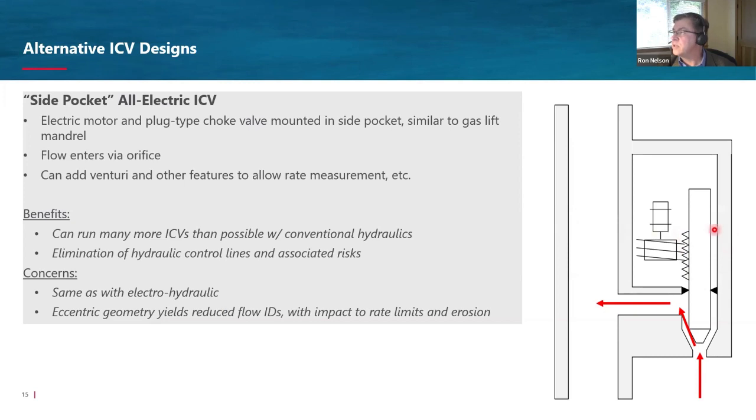Another thing about this is that this is an eccentric design. So for a given running OD, and we're always pressed for diameter, you're limited to a much smaller tubing through the middle, and that tubing reduces your ID and means more risk of erosion. So this is a less rate capable valve than some of the other designs.